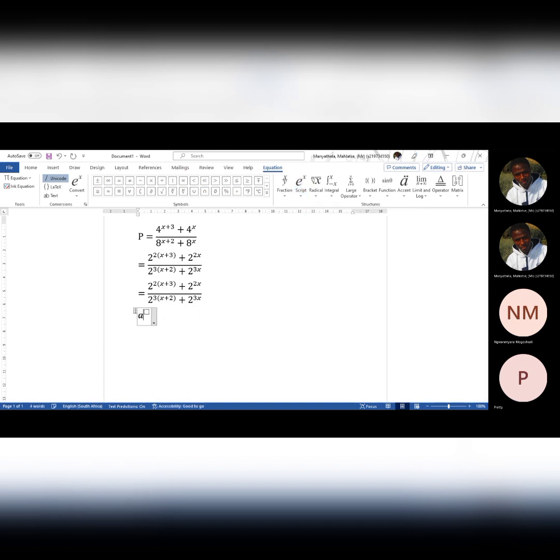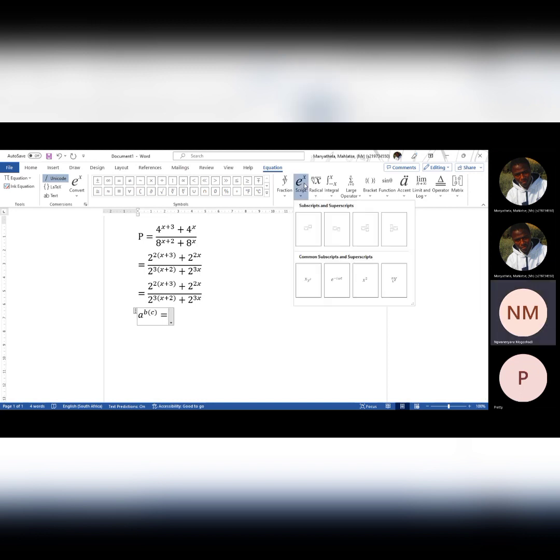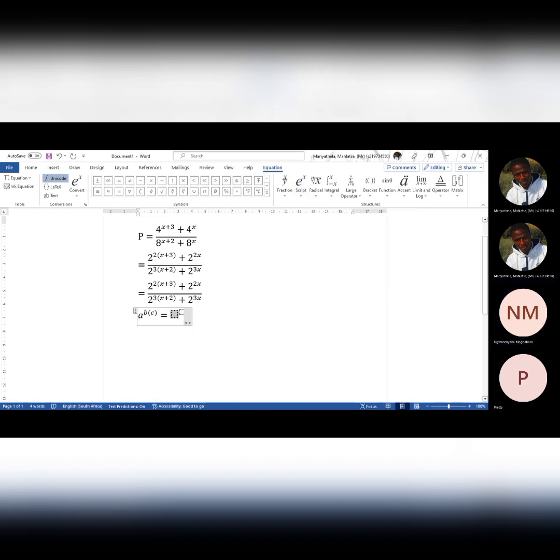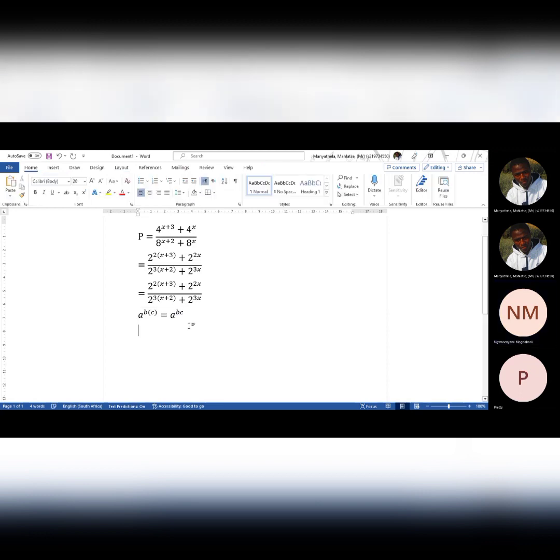Finally, a again to the exponent b, like that. So a to the power b times c, b times c. So we are finishing this thing.